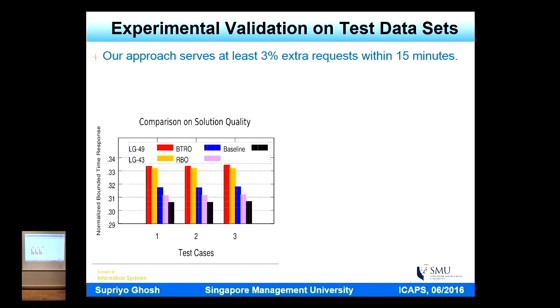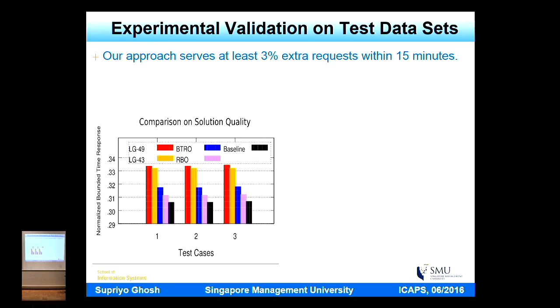So here on the x-axis, we show the percentage of requests that are served within 15 minutes. The red bar is our lazy greedy approach, and in that case we continue the process until the marginal gain becomes 0, and we get a set of 49 bases. The orange bar is also our lazy greedy approach, where we stop the process once the marginal gain becomes less than 2, and we end up with 43 bases.